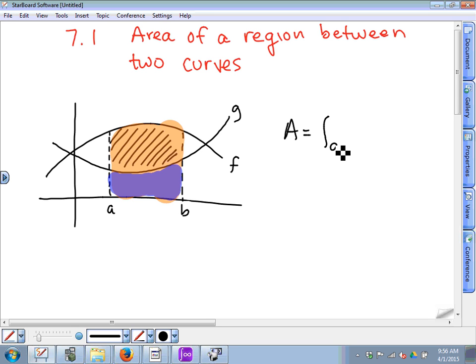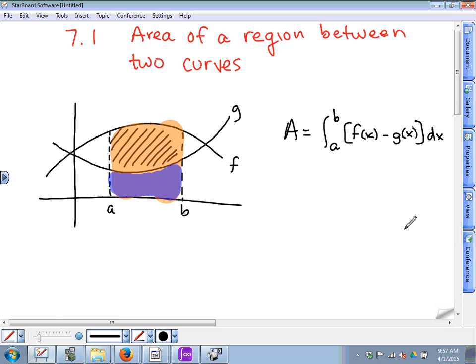Area equals the integral from A to B of f of x minus g of x dx. Okay. It's really easy. You just take the area underneath one curve and subtract the area underneath the lower curve.